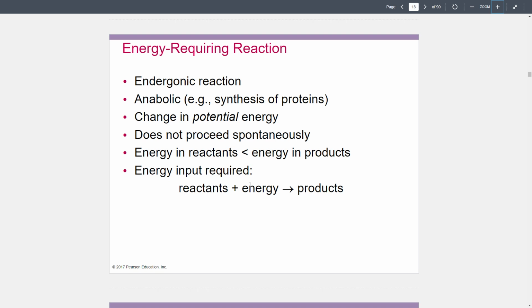Again, we're going to have a change in potential energy, but it is not going to be spontaneous. The energy in our reactants is going to be less than the energy in our products, and so we're going to need to put in energy in order to make it happen.